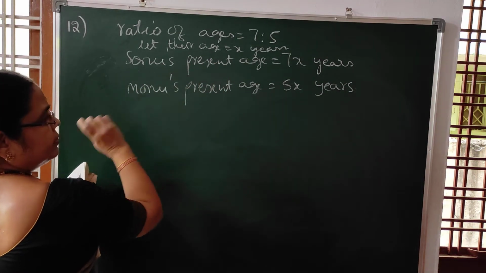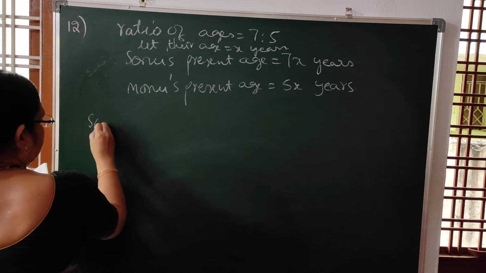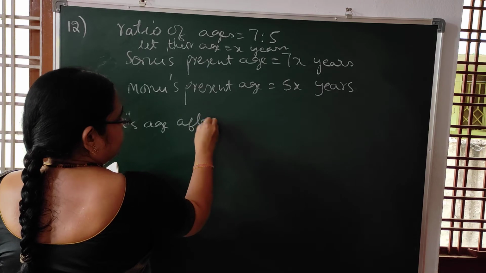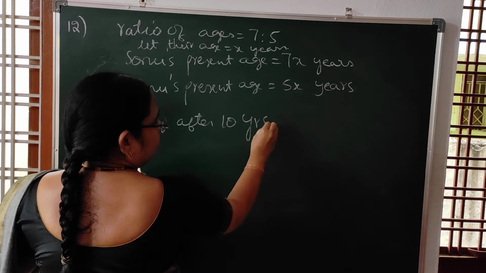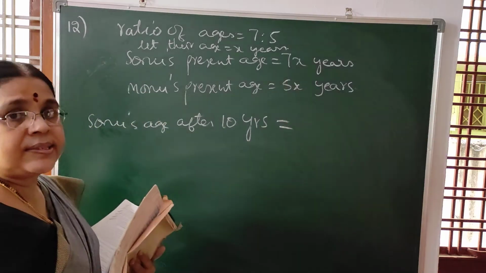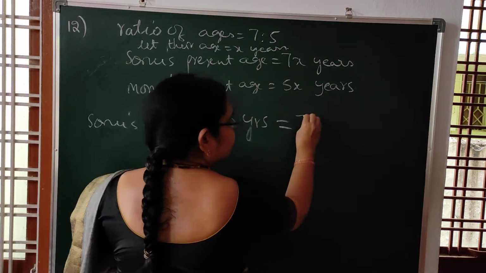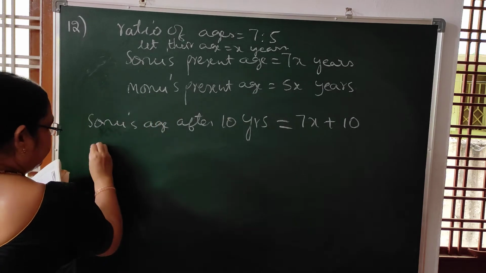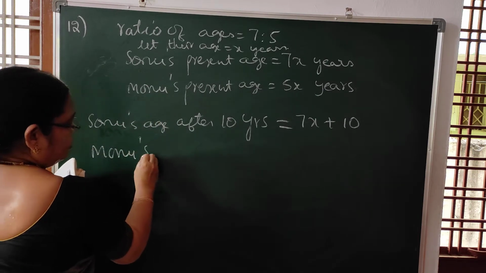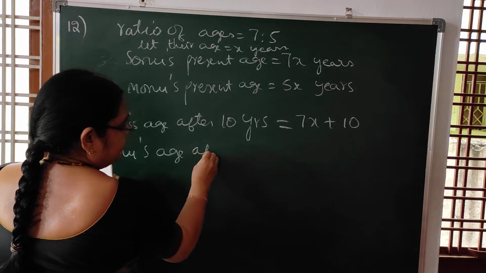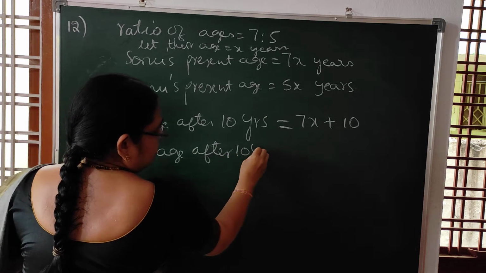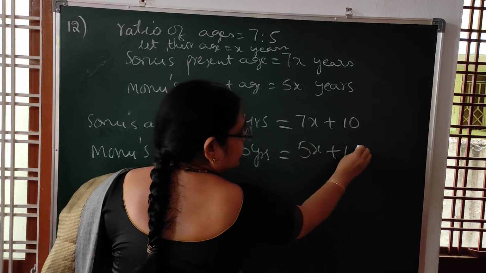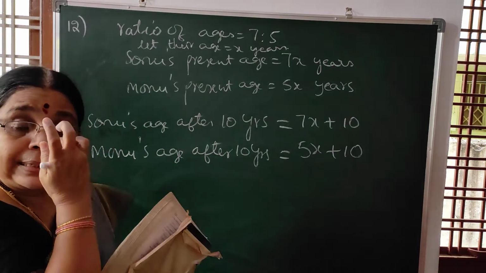What is Sonu's age after 10 years? Sonu's age is equal to how much? Now he is 7x years. After 10 years he will be 7x plus 10 years. Next, Monu's age after 10 years is how much? Now he is 5x years. After 10 years he will be 5x plus 10 years.